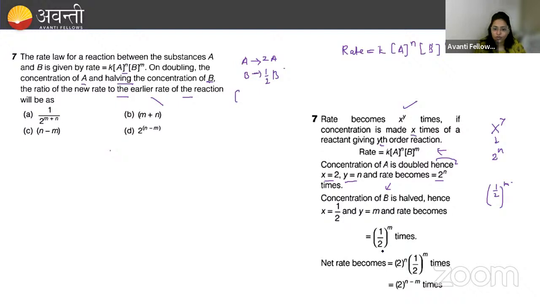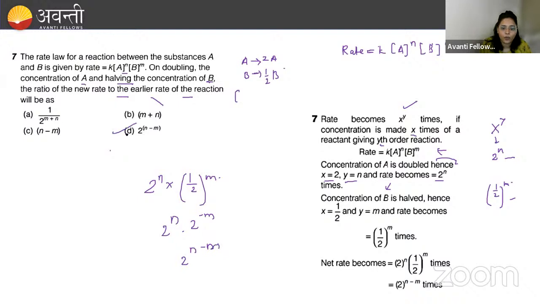So what we are going to do is we are going to put both these values, 2 raised to N and 1/2 raised to M. So when you do the calculations now, 2 raised to N multiplied by 1/2 raised to M. So do this calculation. What you are going to do? 2 raised to n into 2 raised to minus m. So since the base is same, what you are going to write? 2 raised to n minus m. And that is what? Option D. Very simple. And good question actually.